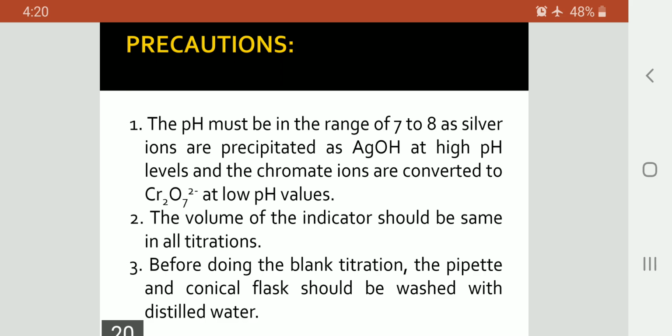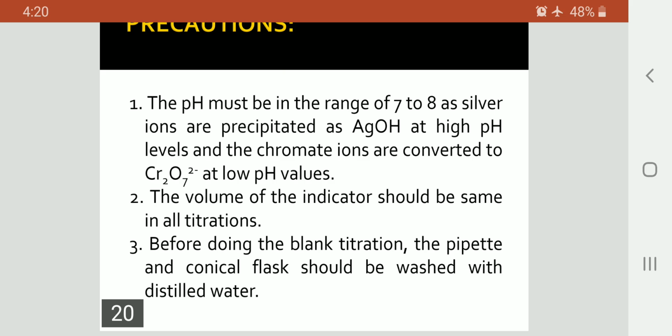I have already explained that we need to conduct this experiment between a pH range of 7 to 8. Silver ions are precipitated as silver hydroxide at high pH levels, and the chromate ions are converted to bichromates or dichromates at low pH values. The volume of the indicator should be the same in all the titrations. And before doing the blank titration, the pipette and the conical flask should be washed with the distilled water which is provided to you.